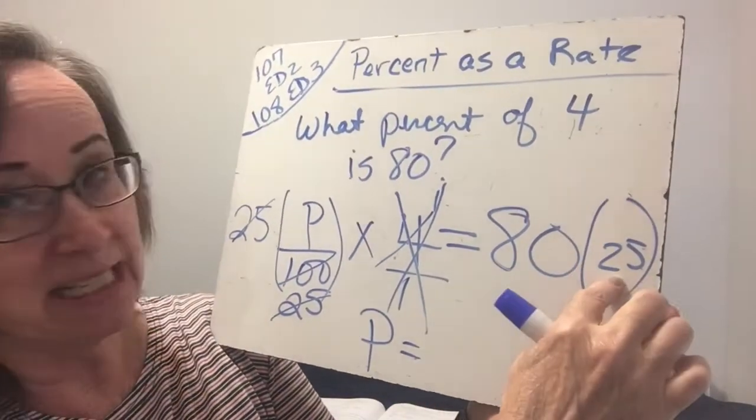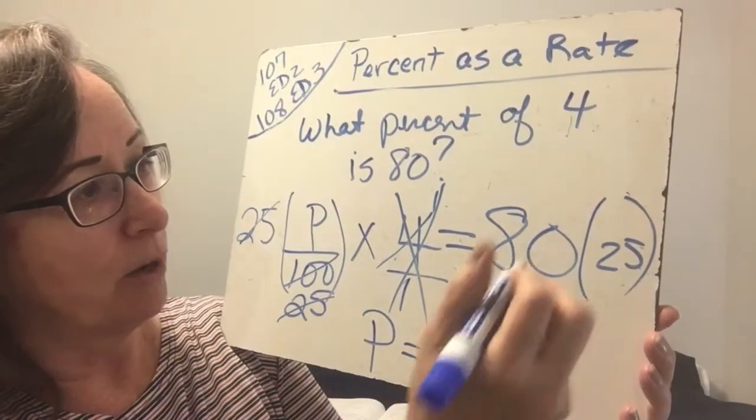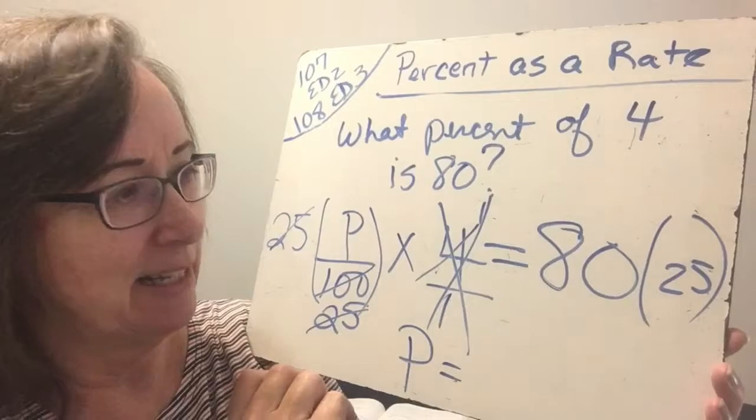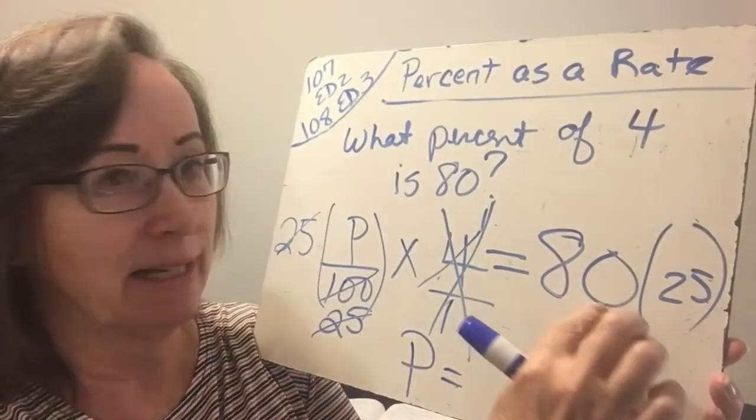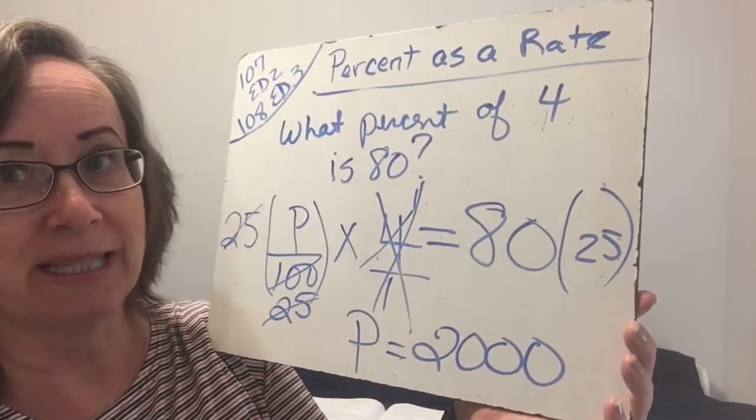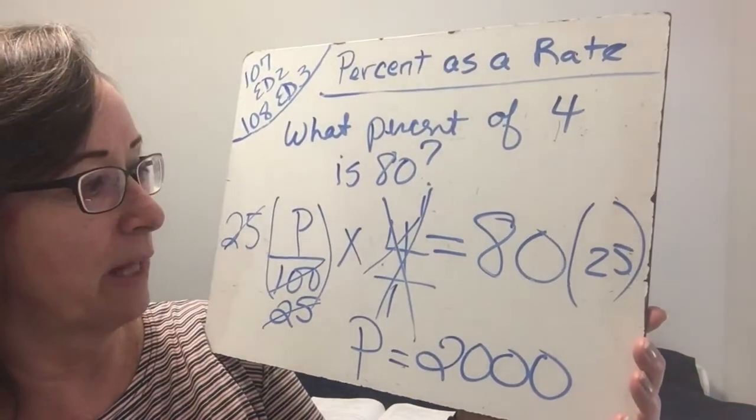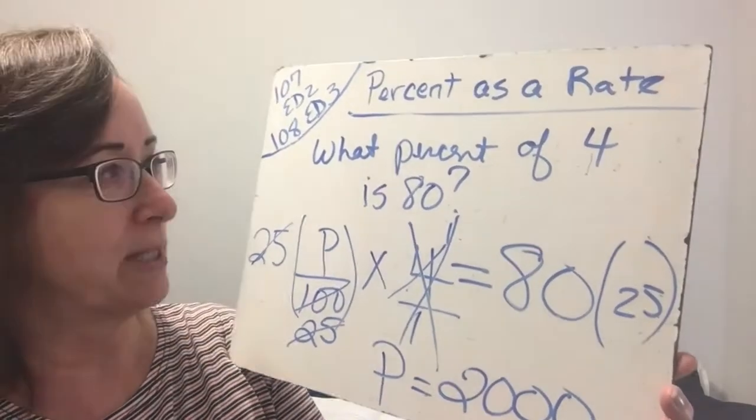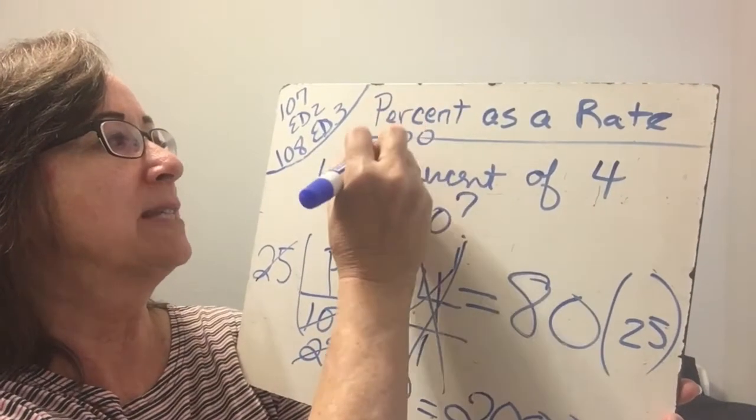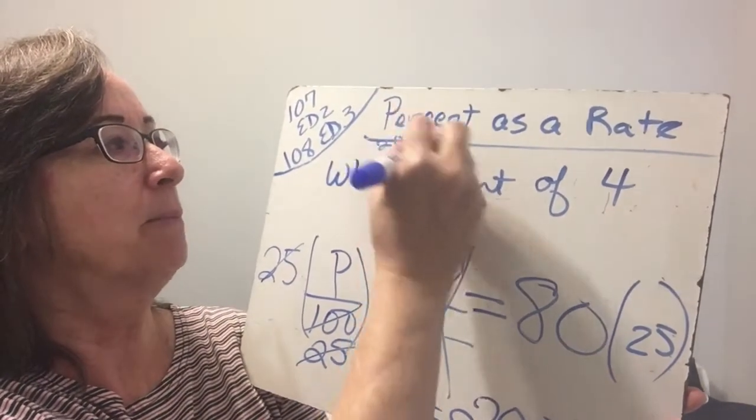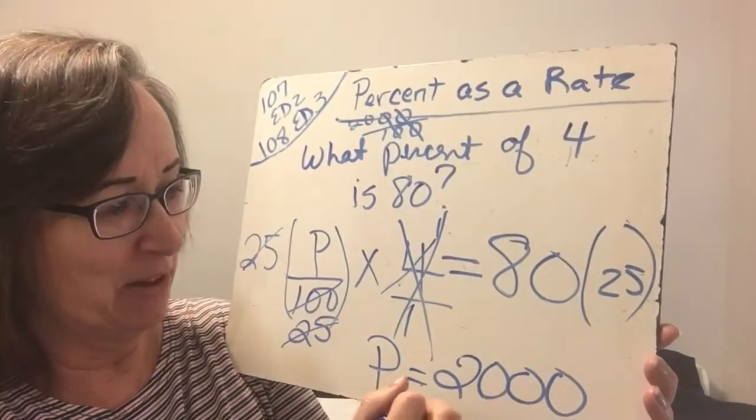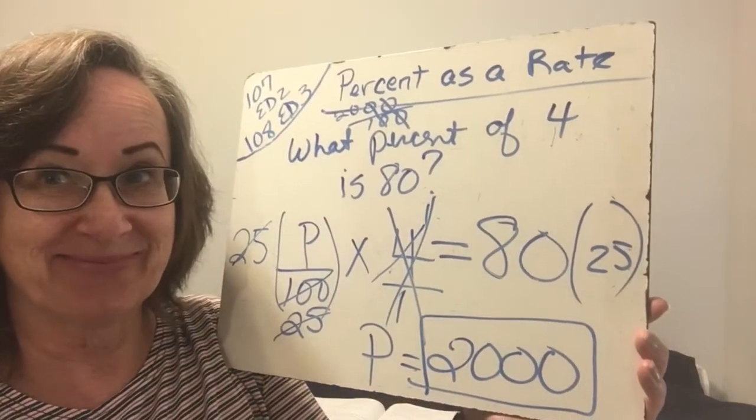And then 80 times 25. So 80 times 25 is, remember, 4 25s is 100. So 8 25s is 200. And then I tack on the extra 0. So 2,000 should be my answer. Okay, so 2,000%. Now let's check it. Let's put 2,000%. And remember, that's just 20. 20 times 4 is 80. So that makes good sense, doesn't it?